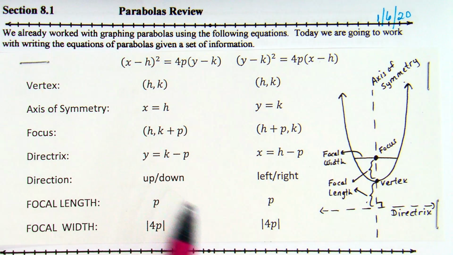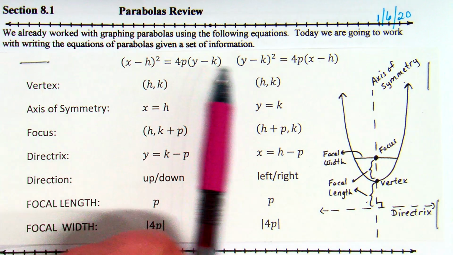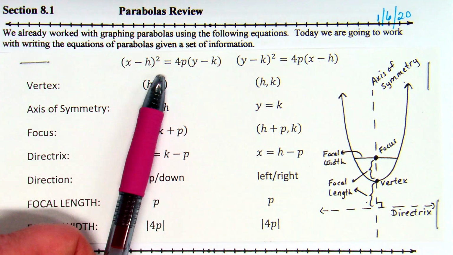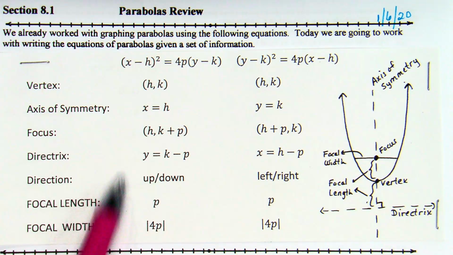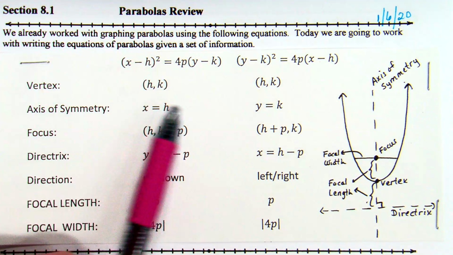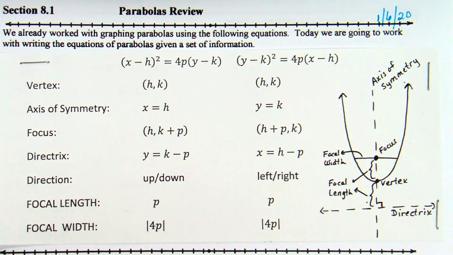You'll notice at the top of each column there is an equation. So this is what the equation looks like if my parabola opens up or down. This is what it looks like if it opens left or right. The vertex is the H and K in there. You've heard H and K before, right? That's not new, so that's your vertex. We've got some other formulas in there, and we'll talk about them as we go through things.